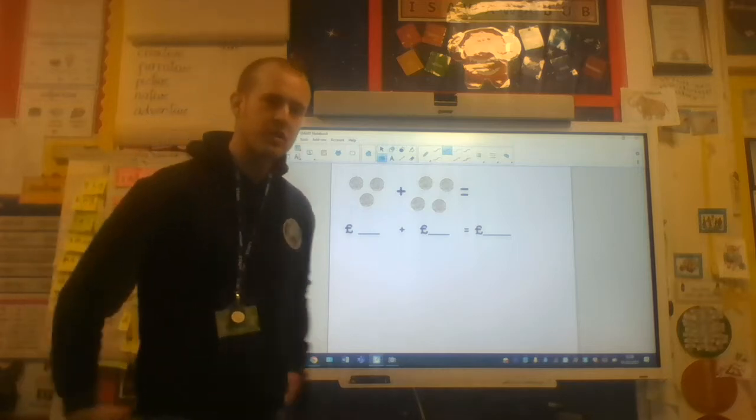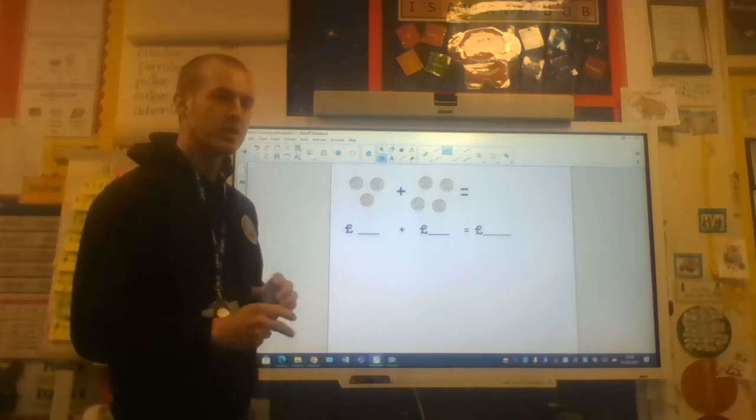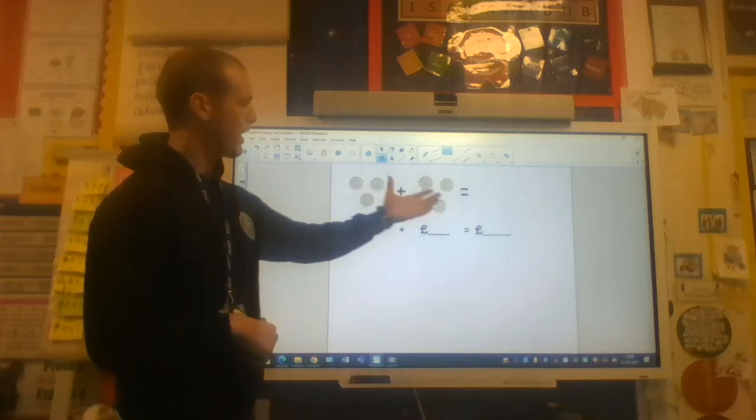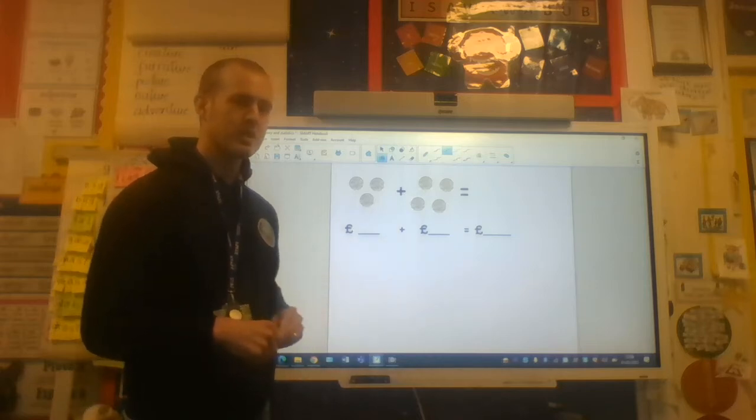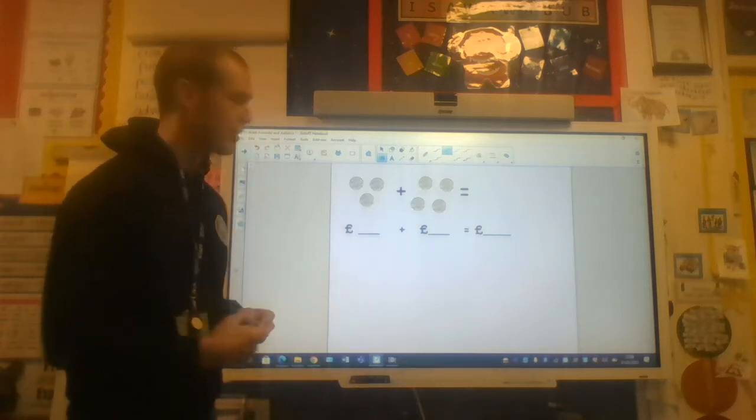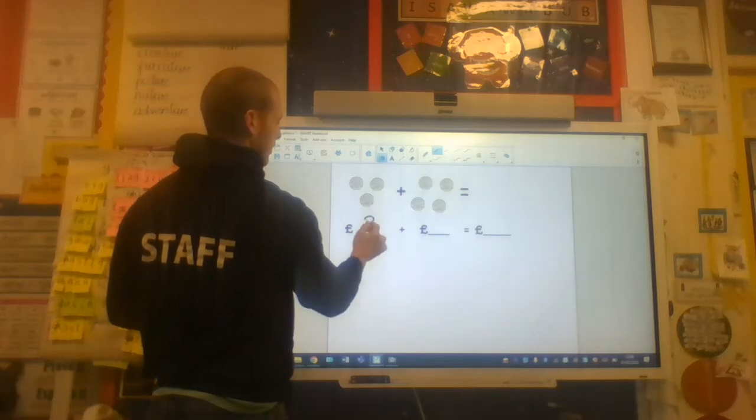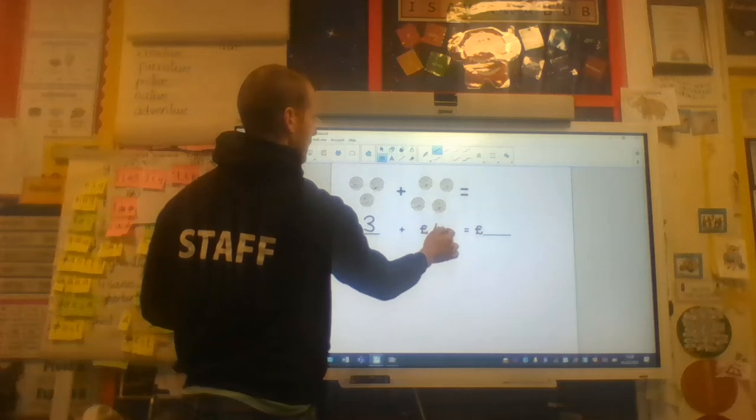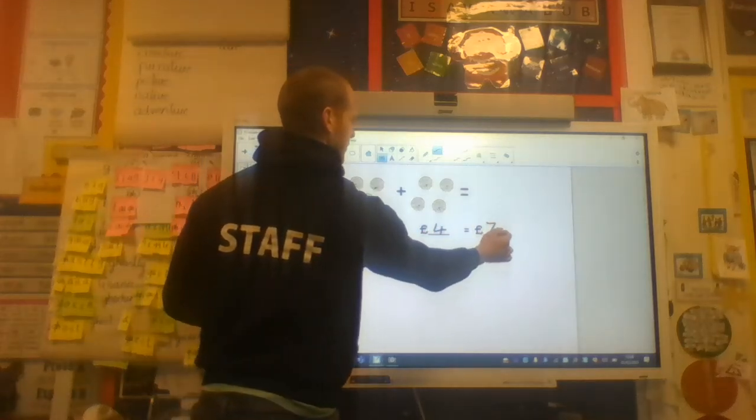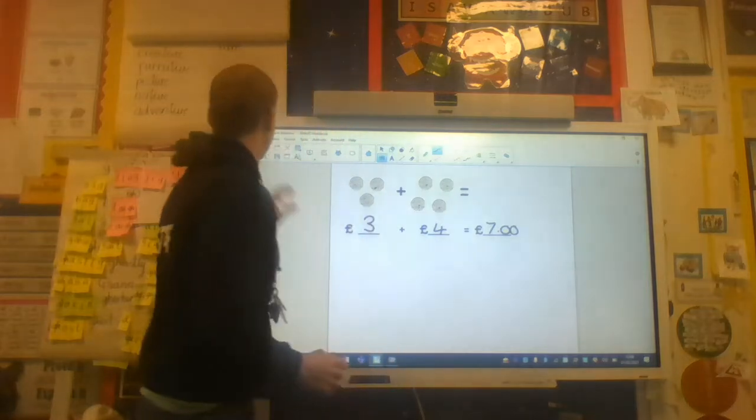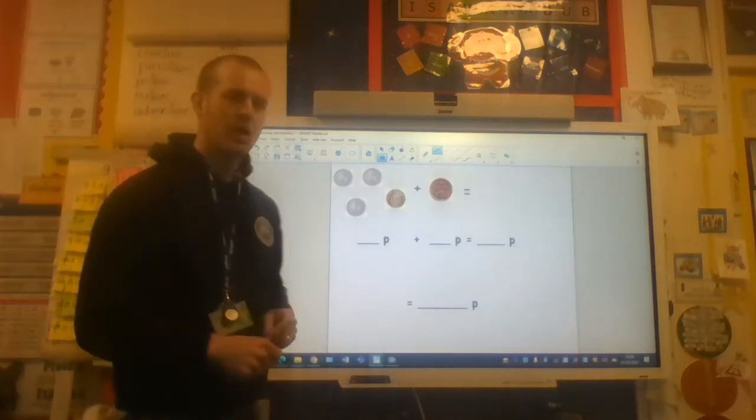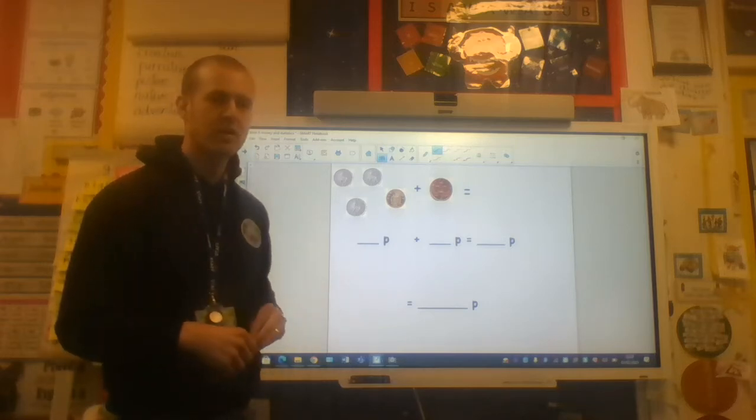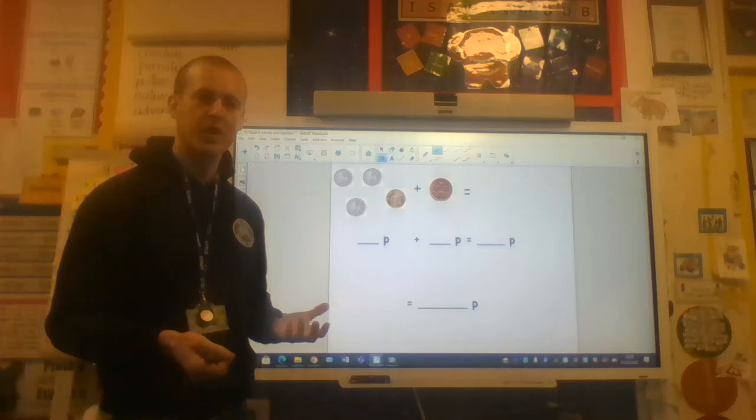Okay, so today we're going to be adding amounts of money using partition, but let's look at these coins. How many coins have I got here? How many have I got here? What would my number sentence be? If I was looking at this, I could say that I've got £3, add £4 equals £7. What I'd like you to do, pause the video here and see if you can add up this amount of money. How much do I have altogether?